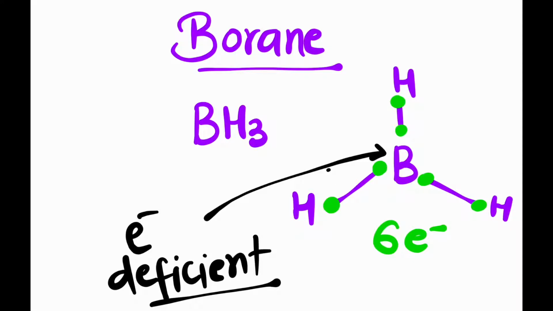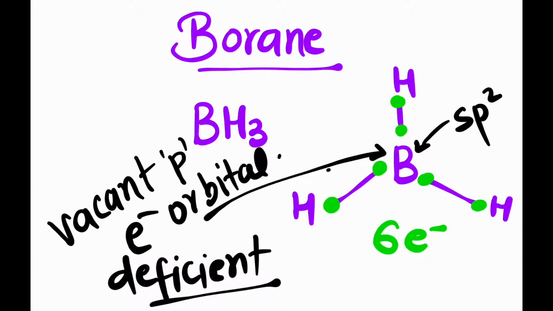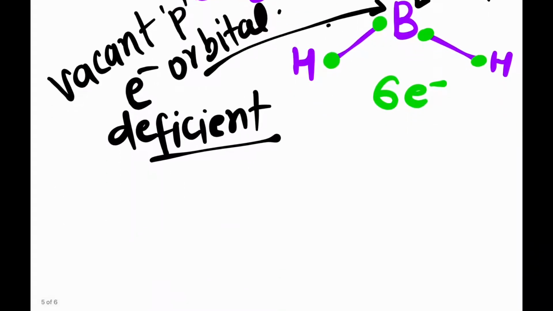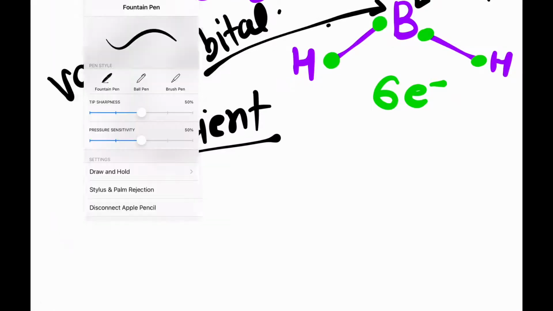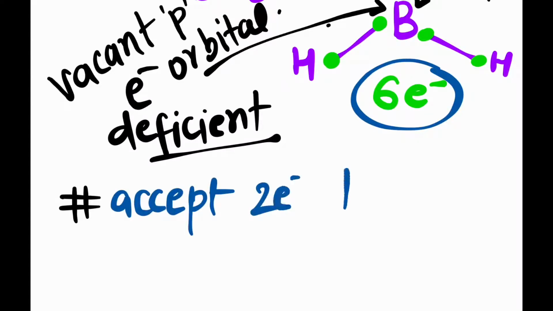If we talk about the hybridization of boron, then it will be sp2 hybridized. So one of the p orbitals will be vacant. Now, since it has 6 electrons, it has a tendency to take 2 electrons to complete its octet, because its octet is incomplete. So it can accept 2 electrons to complete the octet.